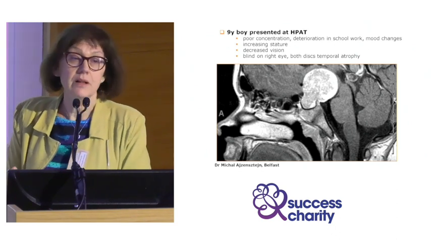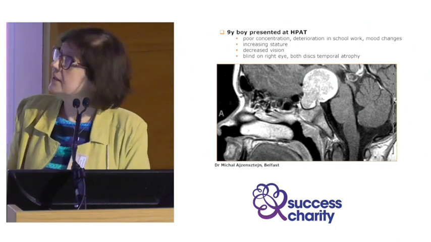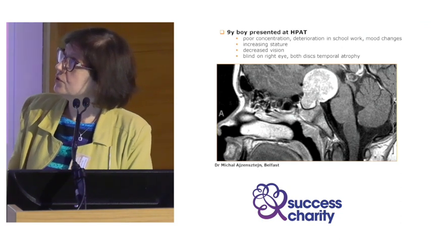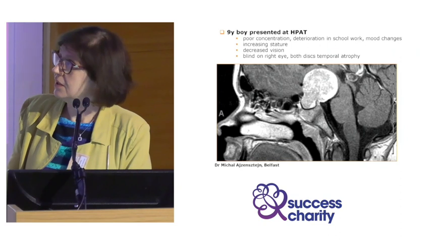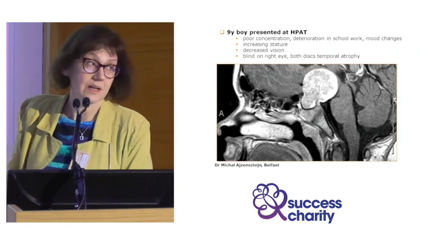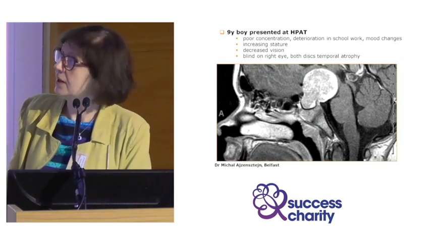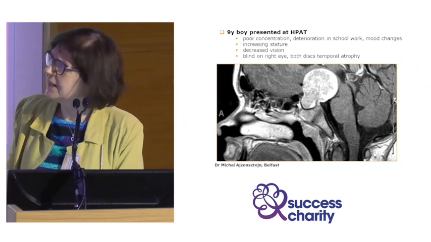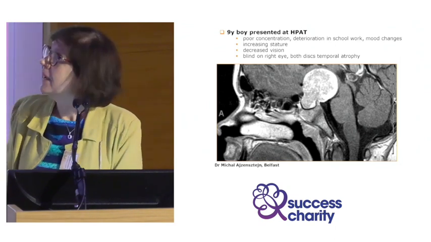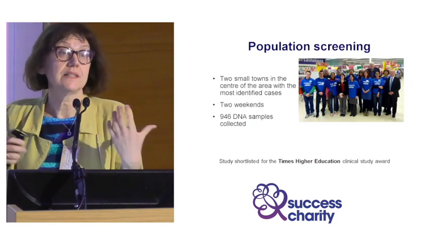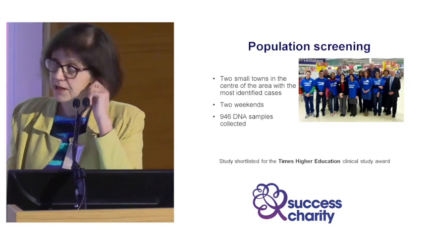And this is a case from Belfast. This was a 9-year-old boy who had poor concentration, deteriorating schoolwork, mood changes, increasing stature, and practically by the time he was diagnosed, he was blind in one eye. And he had this 4-centimeter tumor in the middle of his head. And of course, he also had the same mutation as these other Irish families.